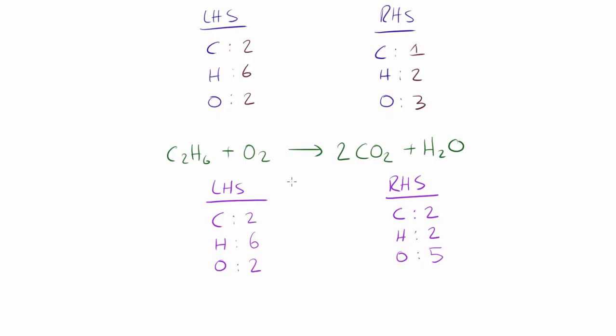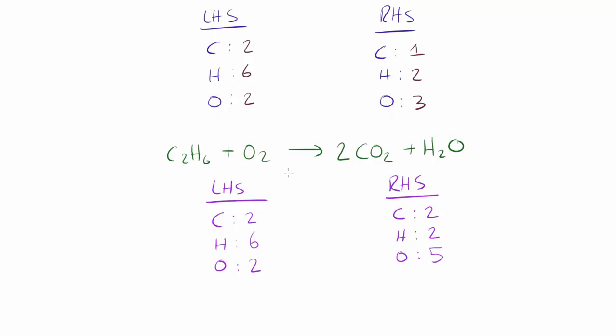So now let's look at what we have here. The carbons appear balanced, but the hydrogens are still unbalanced. And the only place where it occurs on the right hand side is in the H₂O. Obviously it occurs in the C₂H₆ on the left hand side. And we have effectively 3 times less hydrogen on the right hand side.